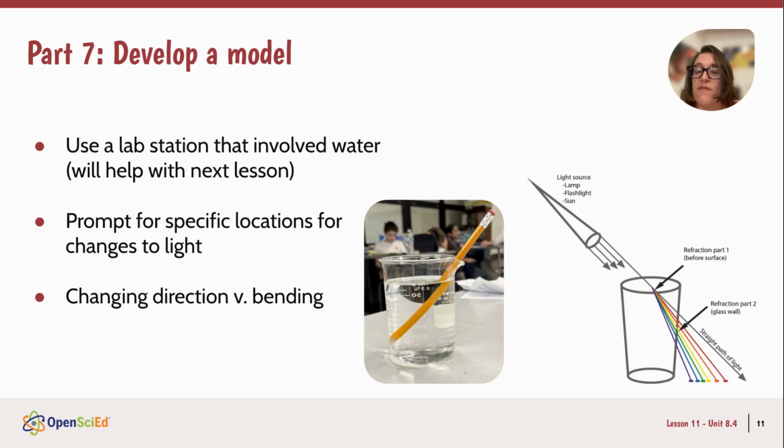In this lesson, we refer to refraction as changing direction and not as bending, so that students don't think that the light is curving. We want to avoid that misconception, and we want to note that it changes direction and still continues in a straight line, so it's not curving, which is what bending can often mean when children think about that word.